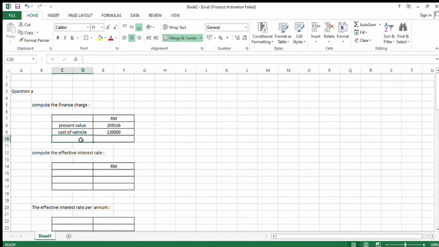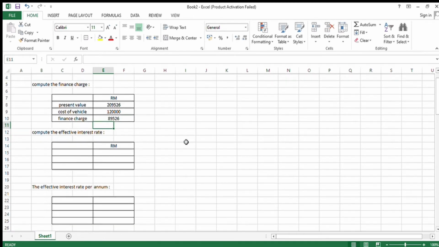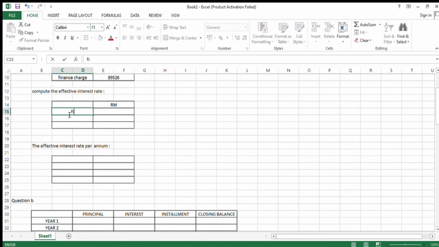So the answer is 89526. So now we move to effective interest rate. For this solution, we just take the finance charge divided by cost of vehicle. So the answer is 0.75. So we convert to percent. So the answer is 74%.